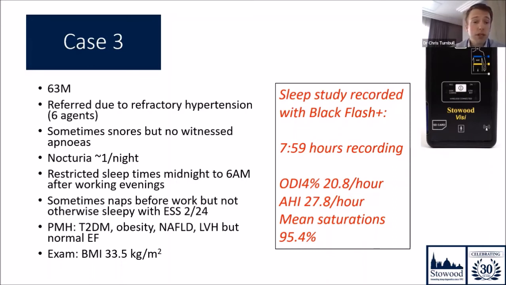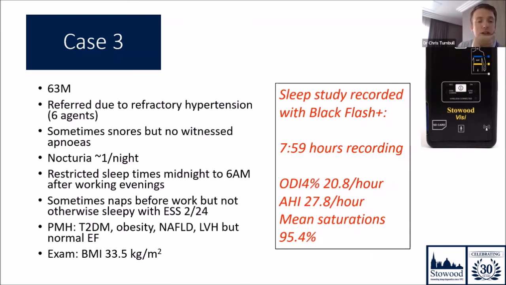In terms of symptoms, he sometimes snores, but is not aware of any witnessed apnea, and just wakes up once a night to go to the toilet. He tends to go to bed around midnight and wakes up at 6 AM. That's because he works as a chef and comes home late in the evening. Therefore he'll often have a nap before he goes to work so that he's refreshed and ready. But again, Epworth sleepiness score is 2, and he's not falling asleep on other occasions.